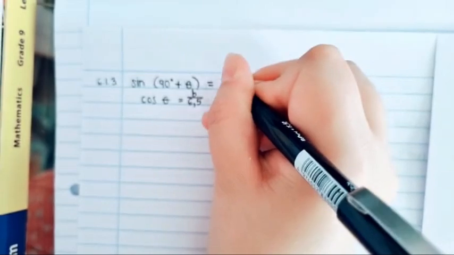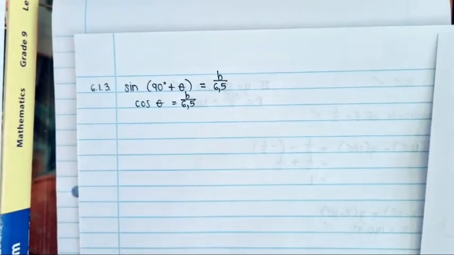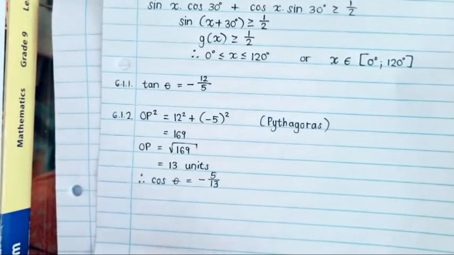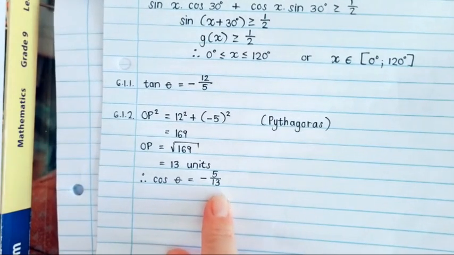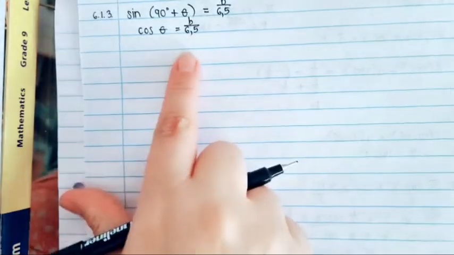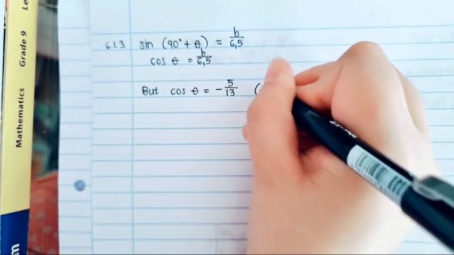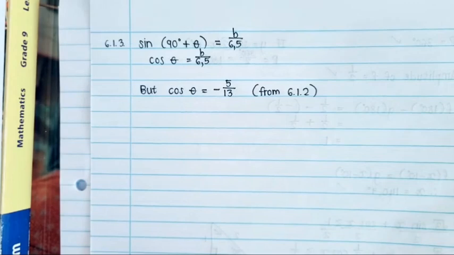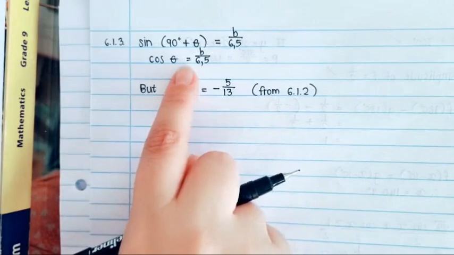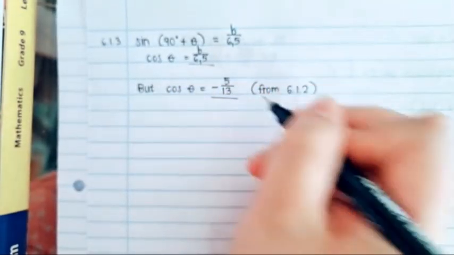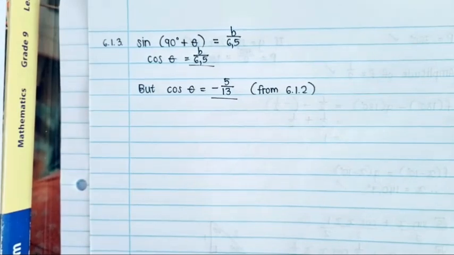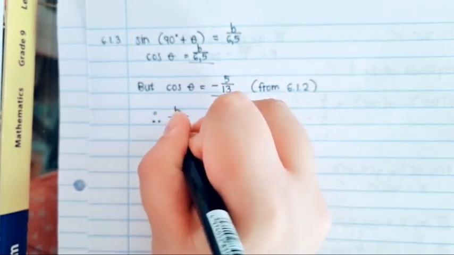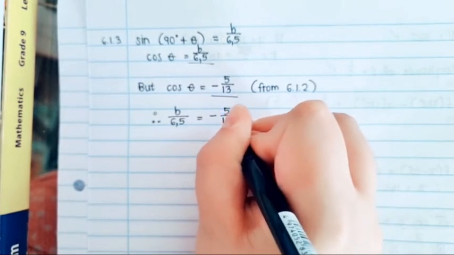Someone is saying, didn't we solve cos theta in the previous question? Well done, Abby. That is exactly what we did. In the previous question, in 6.1.2, we calculated that cos theta is negative 5 over 13. And now we get cos theta equal to this. All right? But cos theta is also equal to negative 5 over 13. This is from 6.1.2. So these two things are both equal to cos theta. So we are now going to say that since they are both equal to the same thing, they are in fact equal to each other. So therefore, B over 6.5 is negative 5 over 13.